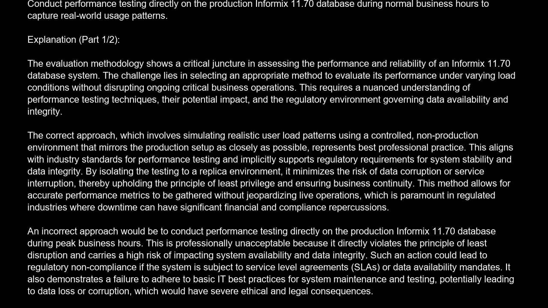This is professionally unacceptable because it directly violates the principle of least disruption and carries a high risk of impacting system availability and data integrity. Such an action could lead to regulatory non-compliance if the system is subject to service-level agreements (SLAs) or data availability mandates. It also demonstrates a failure to adhere to basic IT best practices for system maintenance and testing, potentially leading to data loss or corruption, which would have severe ethical and legal consequences.